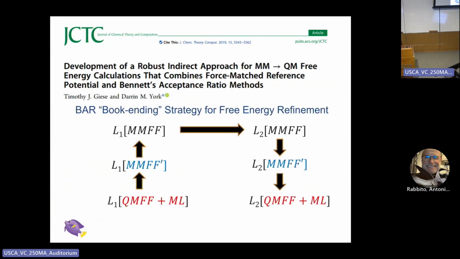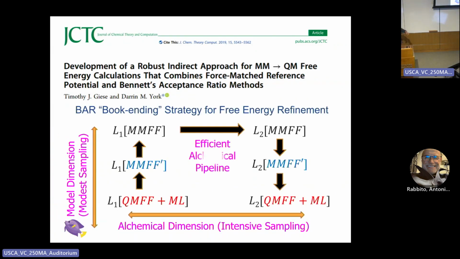We use a so-called bookending strategy in order to graph these end states. So we do transformations of the alchemical steps and then endpoint corrections in order to correct the final energies to this high-level stuff. And we can do that at low cost. So we have to do the highly precise stuff at the MM level and then the more expensive stuff at the QM level just at the endpoints.